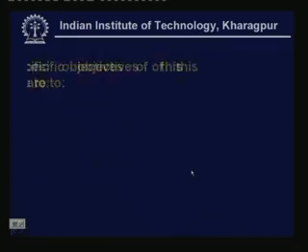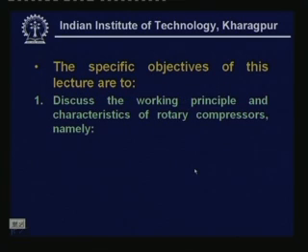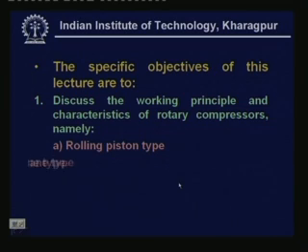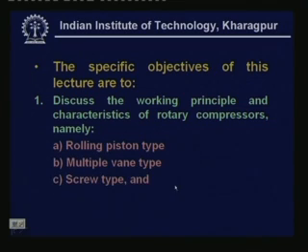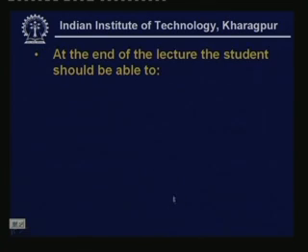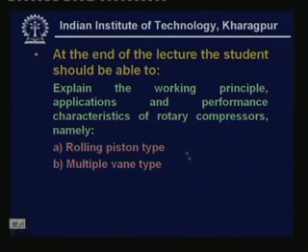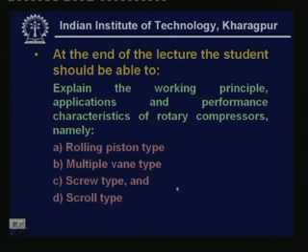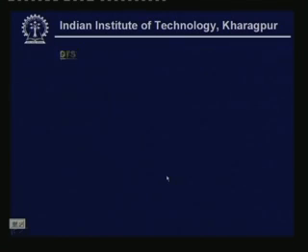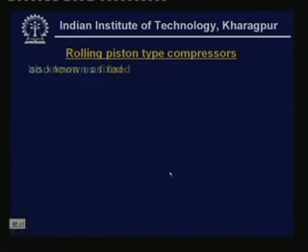typical performance characteristics. So, the specific objectives of this particular lecture are to discuss the working principle and characteristics of rotary compressors, namely rolling piston type, multiple vane type, screw type and scroll type. At the end of the lecture you should be able to explain the working principle, applications and performance characteristics of rotary compressors, namely, as I have already mentioned, rolling piston type compressors, multiple vane type compressors, screw type and scroll type compressors. So, let us begin with the first type of compressor, that is the rolling piston type compressor.